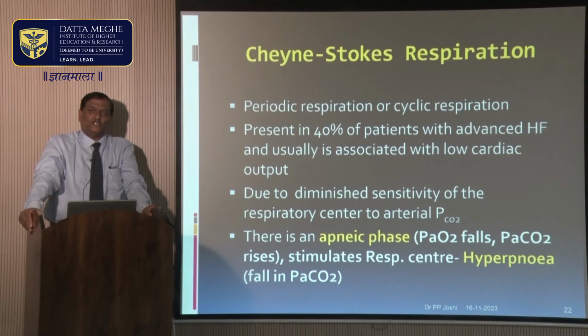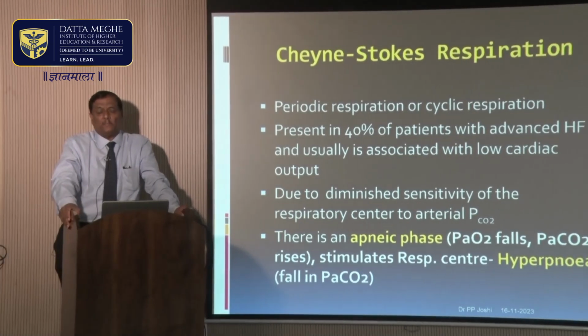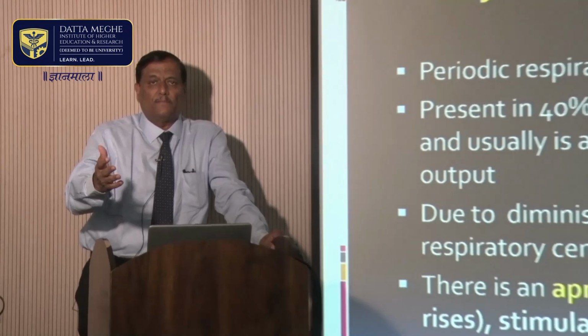And in that situation, the PaO2 drops, the PaCO2 rises. And this is followed by a hyperapneic phase where drives away the carbon dioxide and increases the PaO2. So this occurs in a cyclic manner, which is called Cheyne-Stokes respiration, which is a symptom of patients who have severe advanced heart failure. Now, what are the signs of left side of heart failure?